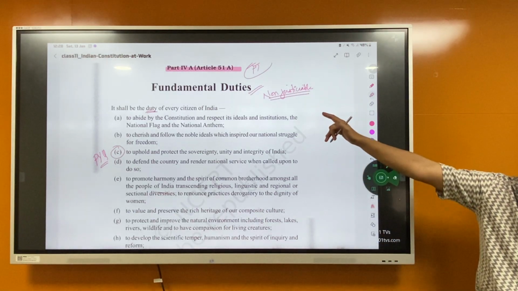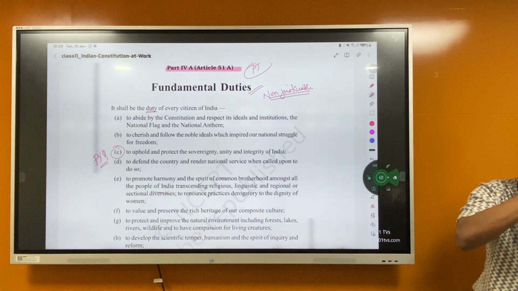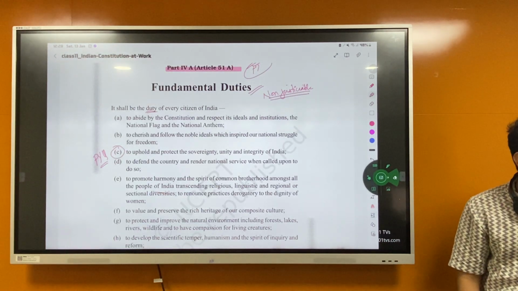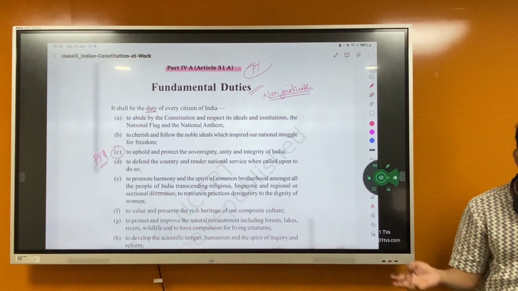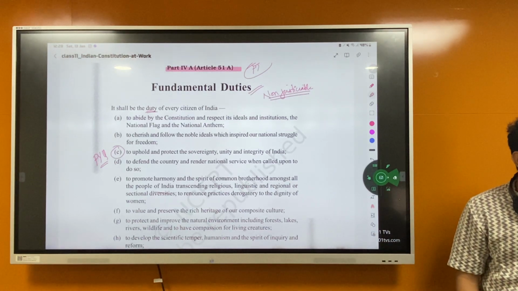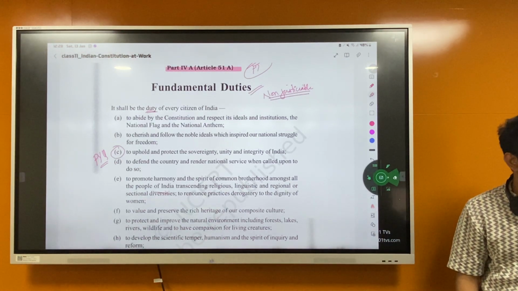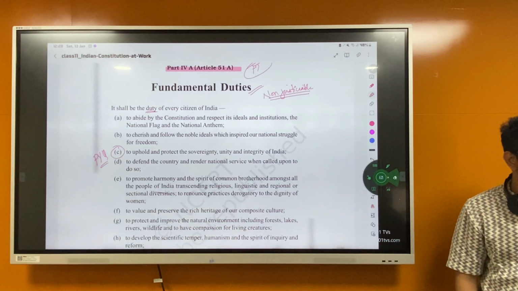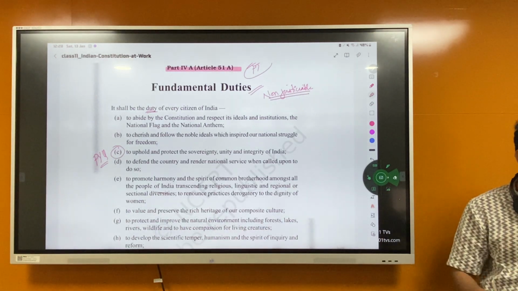But remember, I have written non-justiciable. Non-justiciable basically means that you cannot approach the Supreme Court or High Court directly. It's a normal legal right. If it has been violated, there will be some cases against you, but you cannot go directly to the Supreme Court or High Court. Right? We'll read about it. What does it mean? Okay?